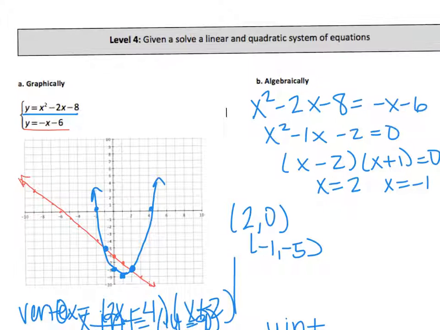So you can see that I'm on the right track so far because I got x equals 2 and x equals negative 1. And those are my two x values that I got when I was graphing it. So now in order to figure out what the y values are, you're going to plug that back into your equation. Either one. I prefer the second one because it's a little bit easier.